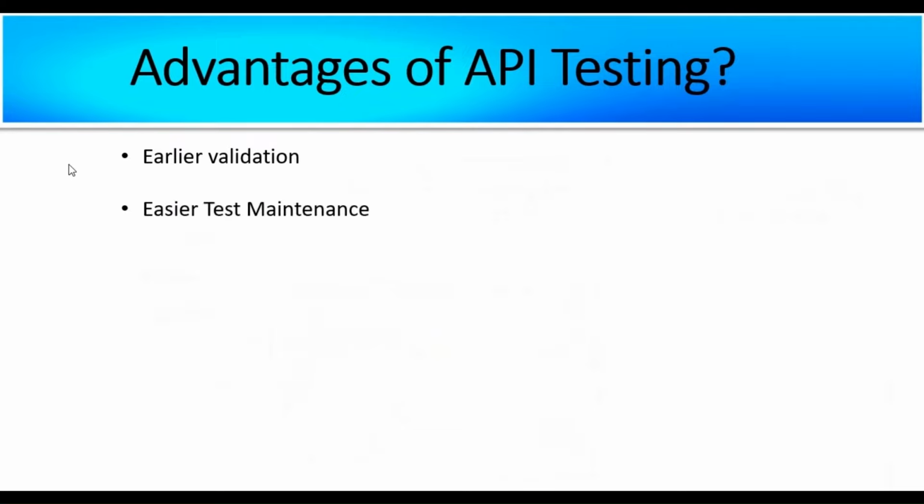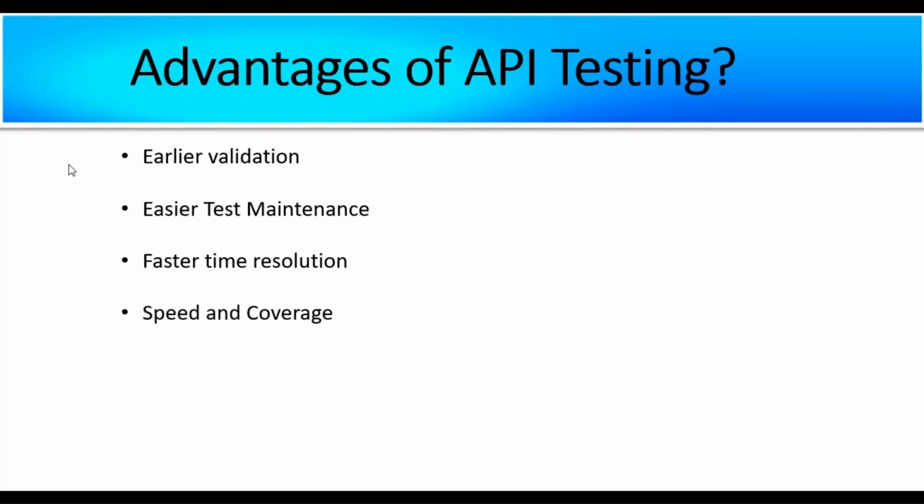Second advantage is easier test maintenance. So API test cases can be created easily, and also they can be maintained very easily, compared to the UI test cases. The third advantage is faster time resolution. Any tester can identify the issues very quickly, and also the dev team can fix those issues very quickly. So that is nothing but faster time resolution.